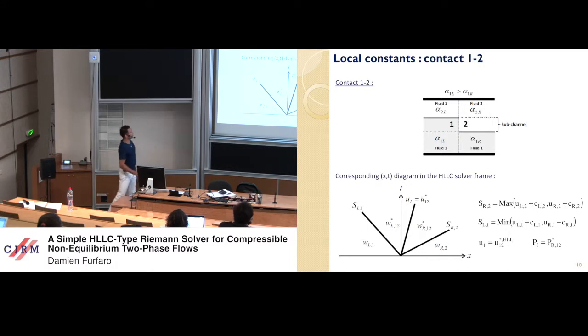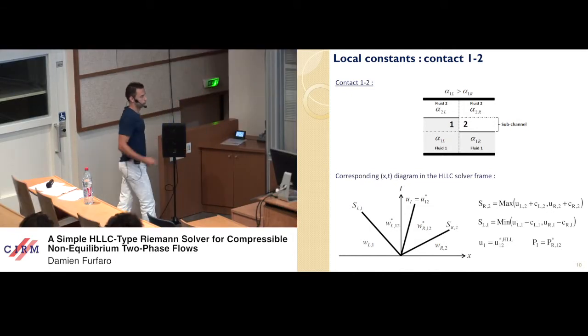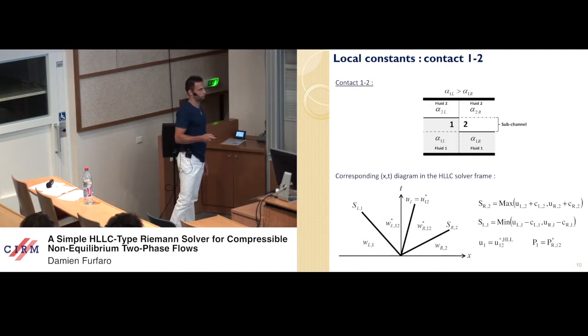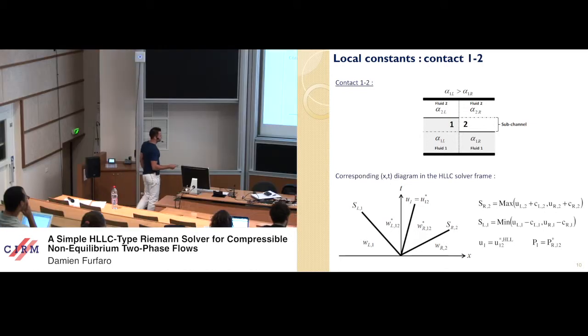Contact 1-2 is a symmetric situation when alpha 1L is larger than alpha 1R. The corresponding XT diagram in the HLLC solver frame is here, and the estimations are made with the Davis approximation for the left and right facing waves, as previously. HLL is used for the interfacial velocity, and HLLC is used for the interfacial pressure.